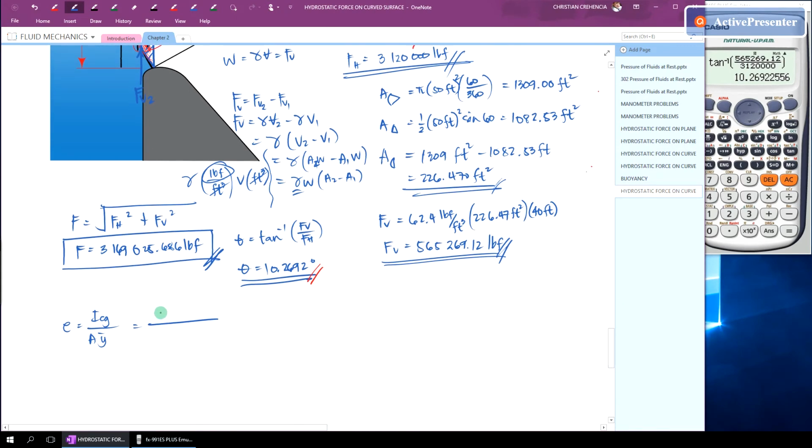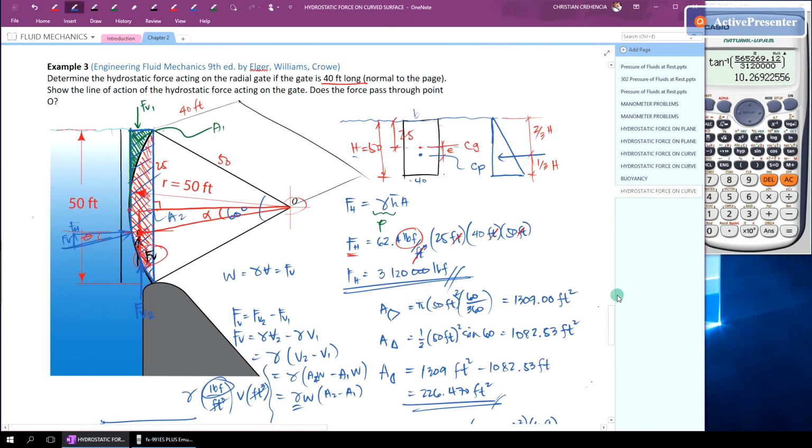So B, yung width, is 40. Yung H, yung height ng area, is 50. So B H cube over 12. Okay? So yan yung moment of inertia about the center of gravity or about the centroid. Area natin is yung area ng rectangular vertical projection ng gate, is 40 by 50, all in feet. Then y bar is, okay, so from the centroid going up is 25.